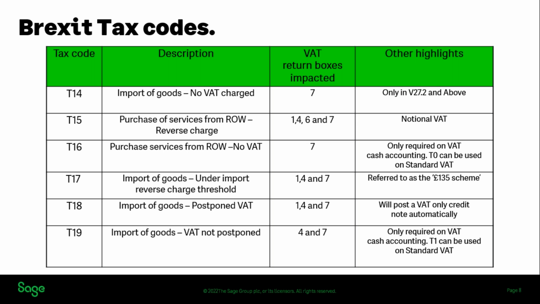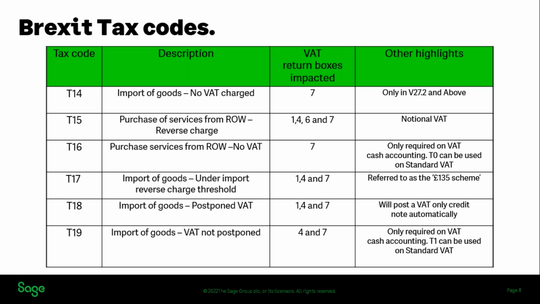And then finally, import of goods, VAT not postponed. So if for whatever reason you've decided you're not going to use postponed VAT, then you can use the T19 if you're on VAT cash accounting. But if you do just want to continue processing on standard, you can use the T1 instead. So you don't have to use the special Brexit tax code if you're on standard VAT and the VAT isn't postponed.